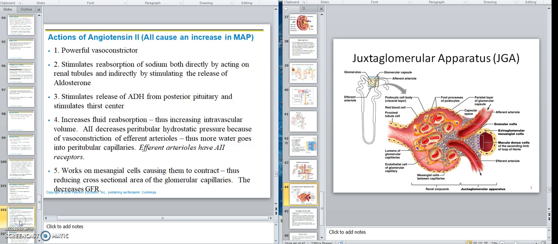Let's go further. Angiotensin 2, what does it do? A powerful vasoconstrictor. Stimulates reabsorption of sodium both directly by acting on renal tubules and through the release of aldosterone. Aldosterone is your sodium-retaining hormone. Stimulates release of ADH. All the stuff we talked about. Increases fluid reabsorption, thus increasing intravascular volume. Angiotensin 2 decreases peritubular hydrostatic pressure because of vasoconstriction of the efferent arterioles. And then it works on the mesangial cells.